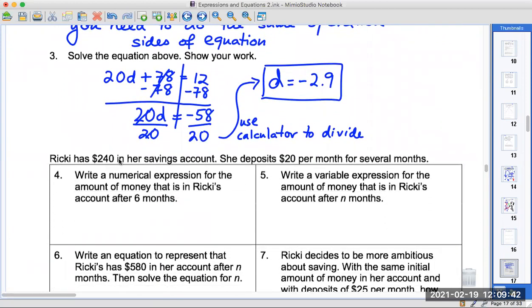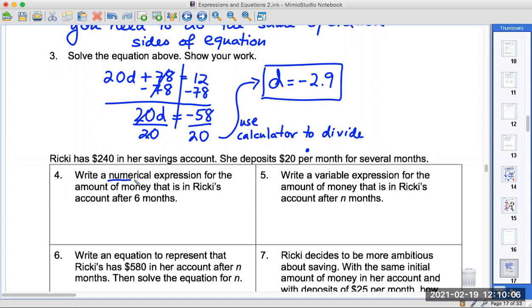Ricky has $240 in her savings account. She deposits, or puts in, $20 per month. The word per always indicates multiplication, so I'm going to put a multiplication sign here: 20 per month. Depending on the months, that's how much money she has for several months, okay?